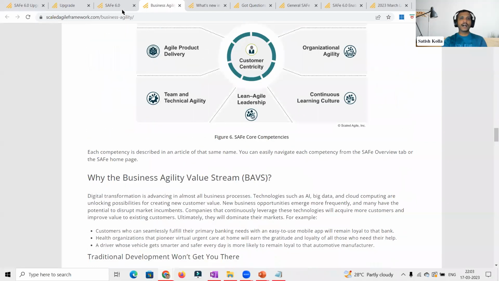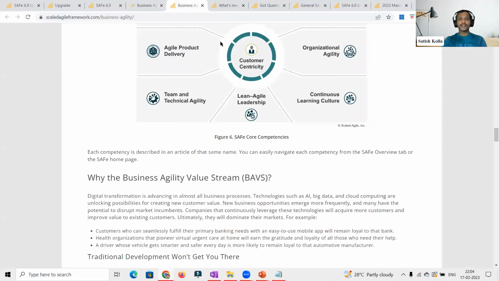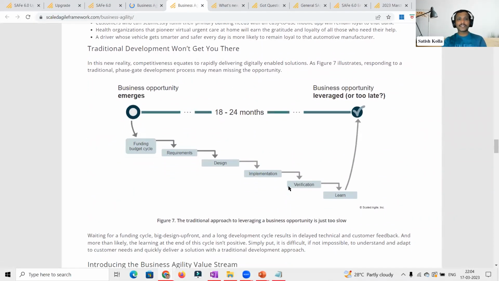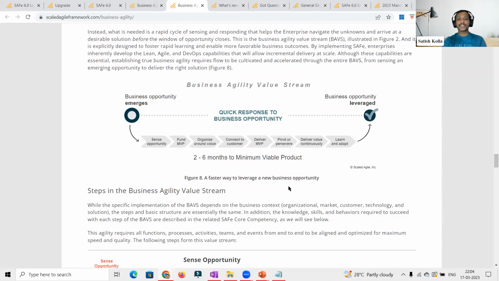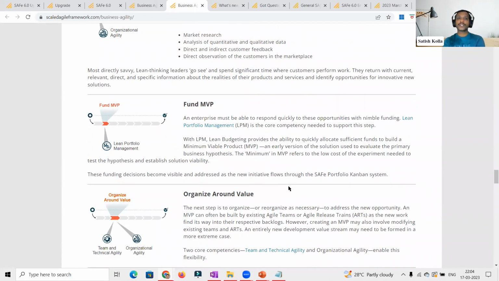Yes. So as you can see from the framework, I clicked on business agility, and on the second half of the page you have the business agility value stream, and the information is provided. This is where the Agile Business Train related information is also provided. We can go through that and get some more information from this.